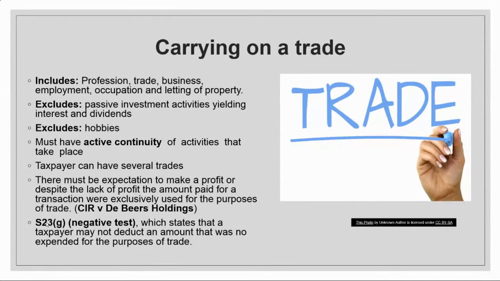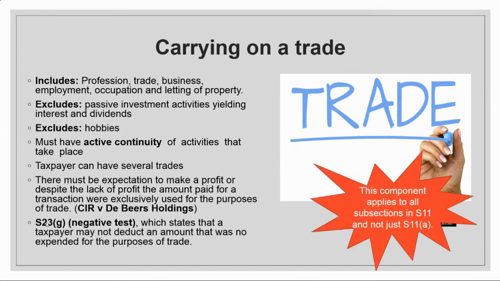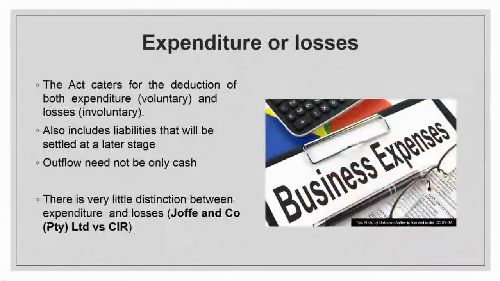And then section 23G, the negative test, which we talked about, states that a taxpayer may not deduct an amount that was not expended for the purpose of trade. So that is generally an expense that is more for private expenditure, or for things like bribes or penalties and things like that. Okay, so this carry on a trade applies to all your specific sections in section 11 and not just section 11A. So it applies to all of the section 11 deductions.